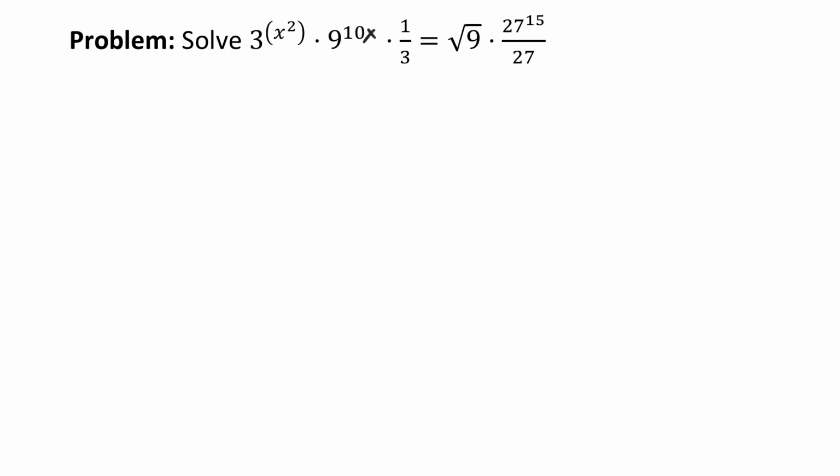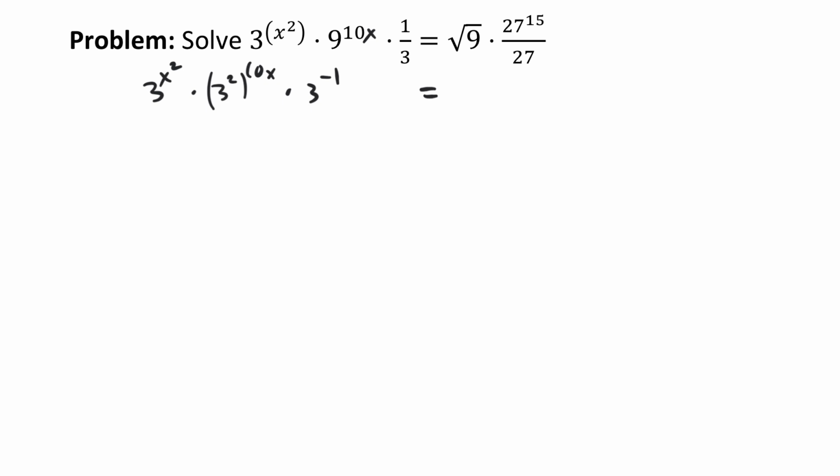All right, this one looks pretty tough. We're clearly going to go for powers of 3, but it looks like it's going to be a tough road. So pause the video and see how far you get. All right, so 3 to the x squared. 9 we'll write as 3 squared, and then power of 10x. This will be 3 to the negative 1.